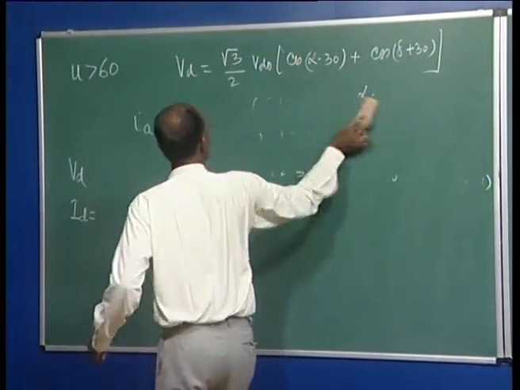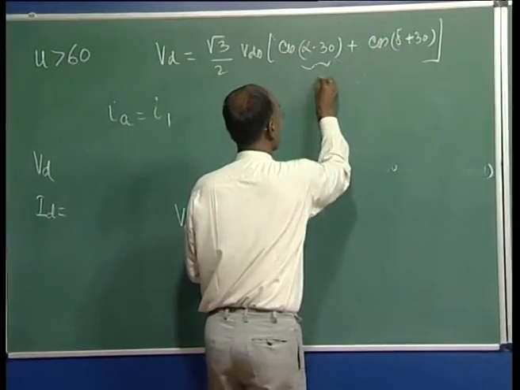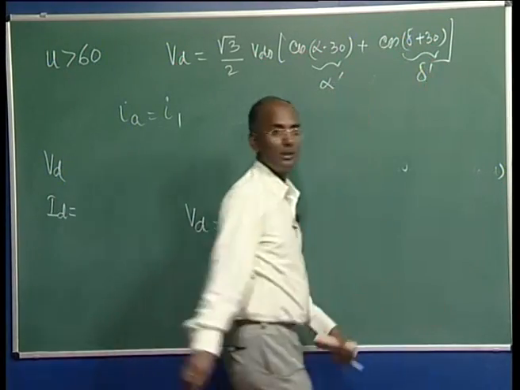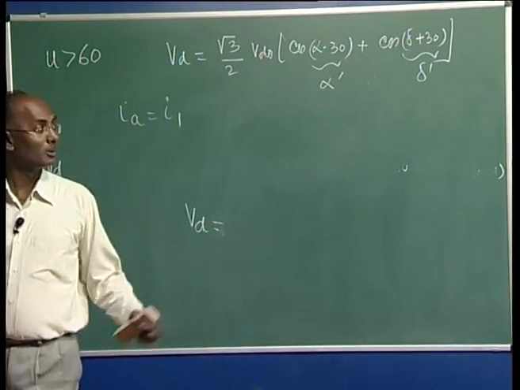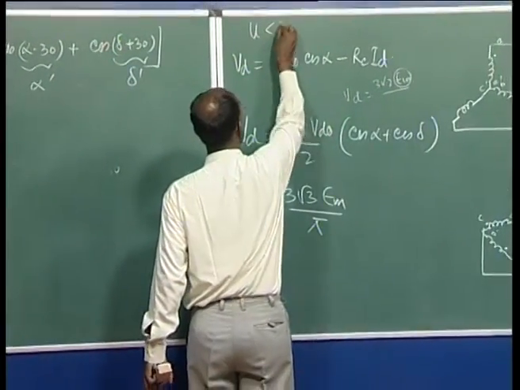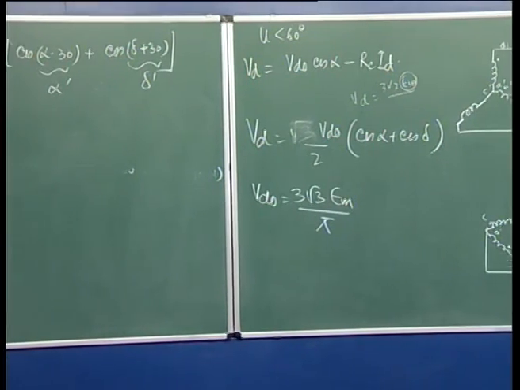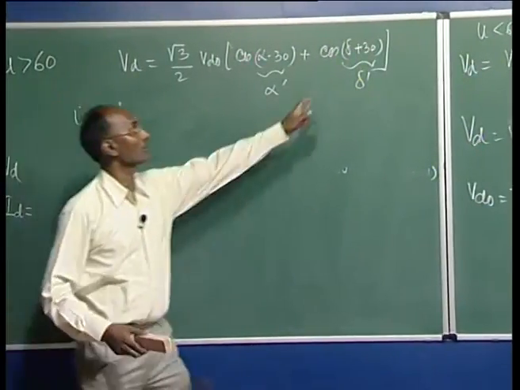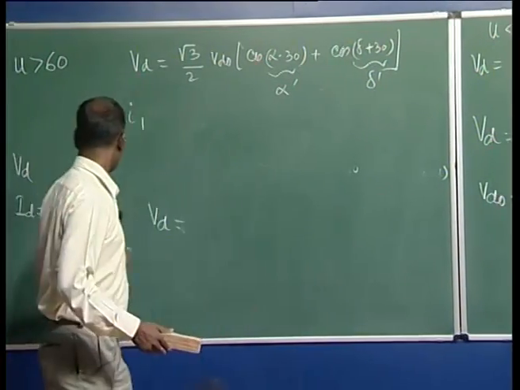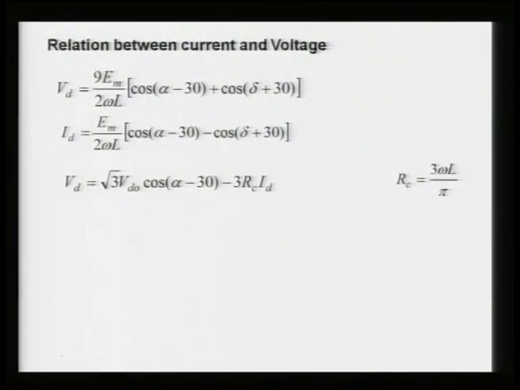So normally we say this is equivalent to alpha prime, and this is delta prime. So we are getting a similar expression to the 2-3 valve conduction mode. This was the case when u was less than 60. So this is the voltage equation. We want to eliminate u, because here u is appearing in alpha plus u. So we can eliminate it using the current ID, and this ID we defined in the previous slide.